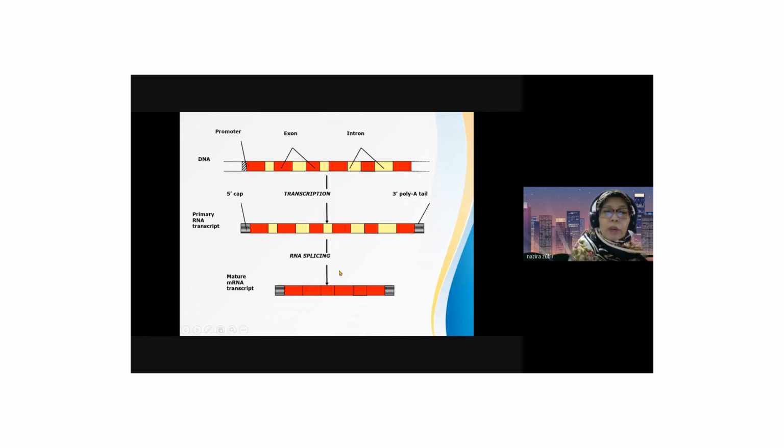Apart from that, of course, there is the adding of the GTP at the 5' end and the adding of about 250 adenines, or A, at the tail. So you form the 5' cap and the 3' poly-A tail, apart from the RNA splicing in the middle. So you produce the mature mRNA transcript here.